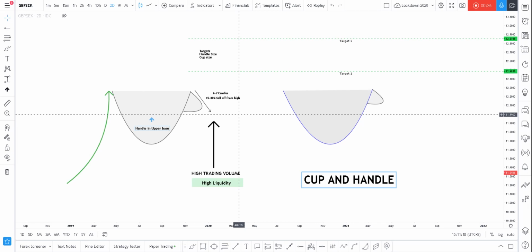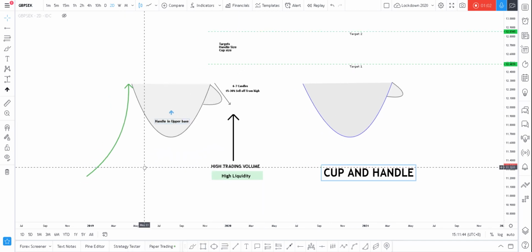So I'm going to explain the basics to you. I want to show you guys how a cup and handle is formed and what to be looking out for in a cup and handle, and what we need to do in a situation if we find a cup and handle. So stick with me for a couple of minutes. This is going to be very educational. Hope that you guys learn a lot about this lesson, and let's get into it.